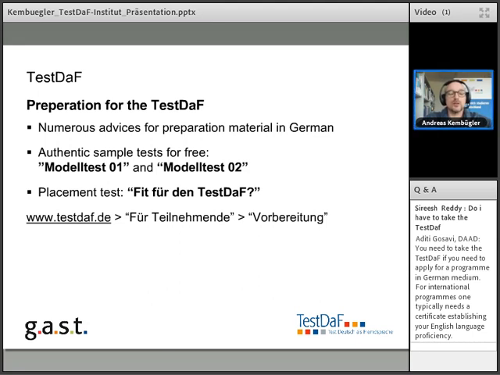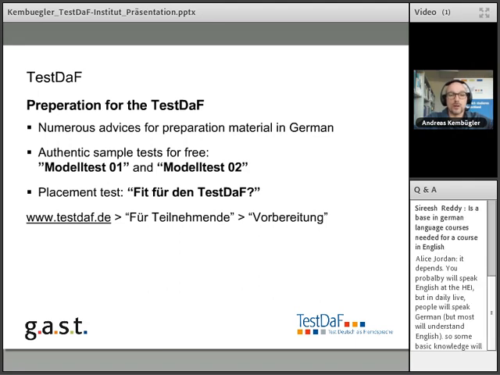Another recommendation is to click on fit in TestDaf. That means fit for the TestDaf. There you can prove your language skills, and you will get an answer if you're already prepared for the test. Of course, there are a lot of preparation books.